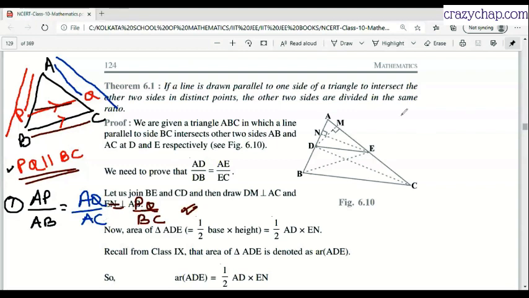Okay. For example, let me give you an example. In triangle ABC, let's say we have drawn a line EF parallel to AC. Correct? And this side BF is 3, and BC is 7. BE is 4. AB we don't know. Correct?